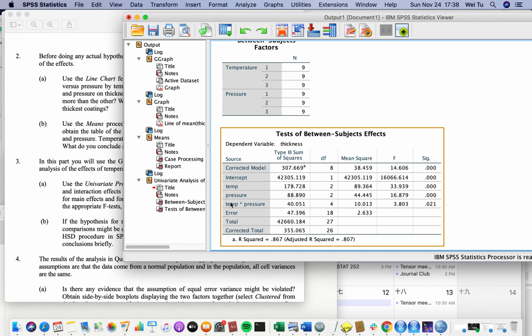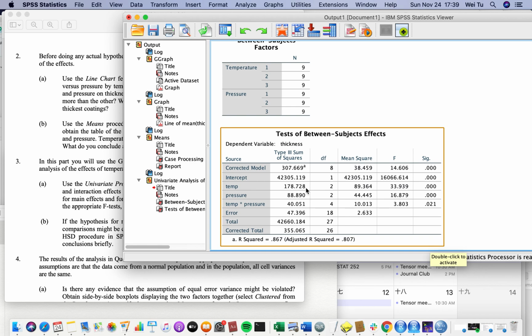What about the other rows? Basically the corrected model is the summation of these 3 terms: the 2 main effects and the interaction. That's why if you look at this 307, the 307 is a summation of 178, 88, and 40. Similar for the degrees of freedom. The 8 degrees of freedom come from 2 plus 2 plus 4. This is 3 minus 1 because we have 3 levels for temperature, 3 minus 1, and this is 2 times 2.